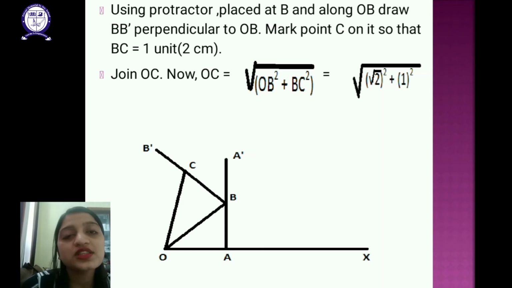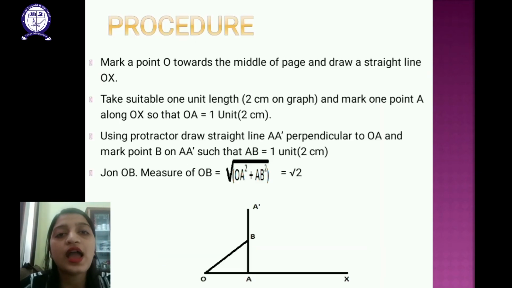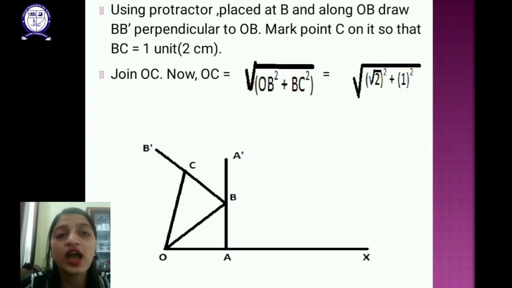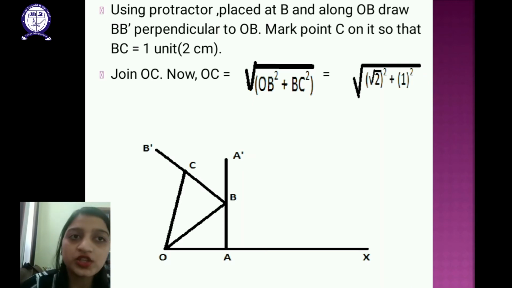Now what is the value of OB? In the previous part, I found that OB is equal to root 2. So I have put that value here: root 2 square, plus BC is taken as 1 unit, so 1 square. Now what is the value of this? Root 2 square is 2 and 1 square is 1, so this is 3. So OC is equal to root 3.